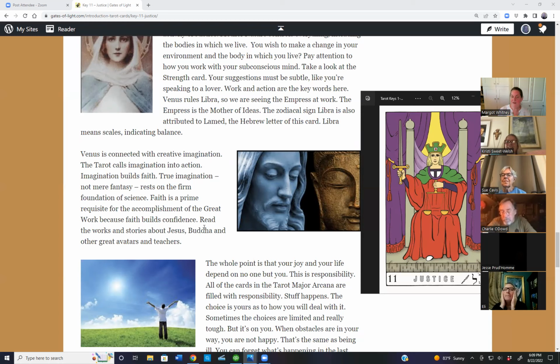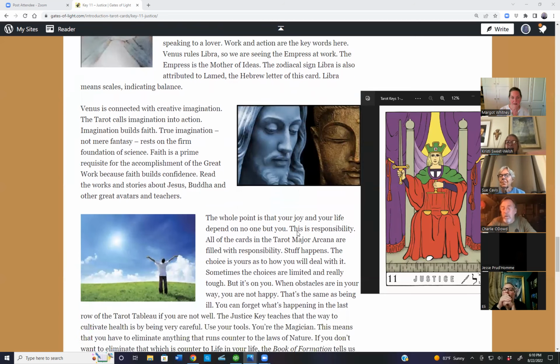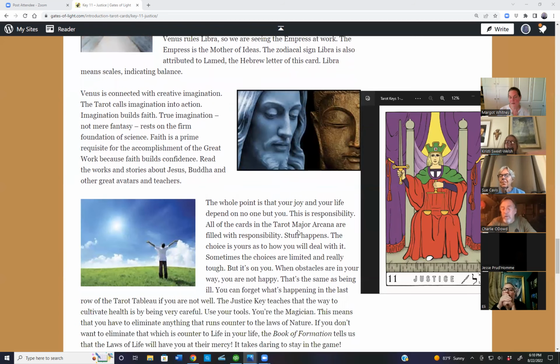Venus is connected with creative imagination. The tarot calls imagination into action. Imagination builds faith. True imagination, not mere fantasy, rests on the firm foundation of science. Faith is a prime requisite for the accomplishment of the great work because faith builds confidence. Read the works and stories about Jesus, Buddha, and other great avatars and teachers.